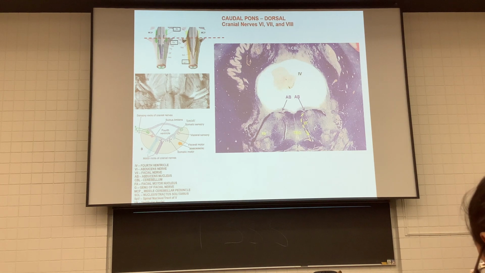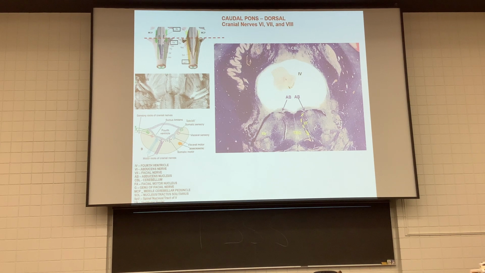Motor. But it happens to be branchial motor, right? It's not somatic motor. So again, just like the ambiguus, it sits down here, just a little bit more ventral, over in that little corner there. Now the facial nerve, really kind of interesting.